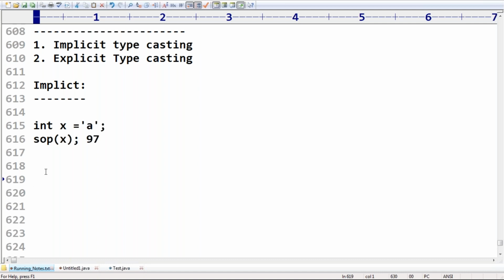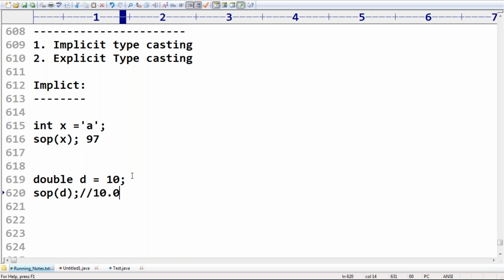Similarly, here double d is equal to 10 I'm taking. Can you please tell, 10 is what type? Int type. So we are assigning an int value to a double variable. Double is how many bytes? 8 bytes. A 4 byte value we are assigning to an 8 byte variable. No problem, small value in the big place, I will do that. If I print d, by default the answer we are going to get is 10.0.